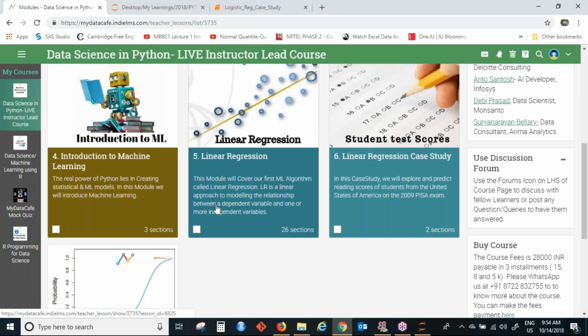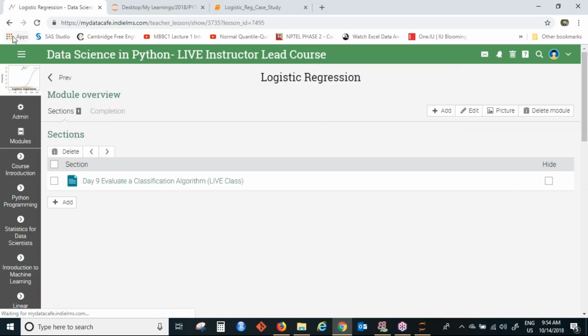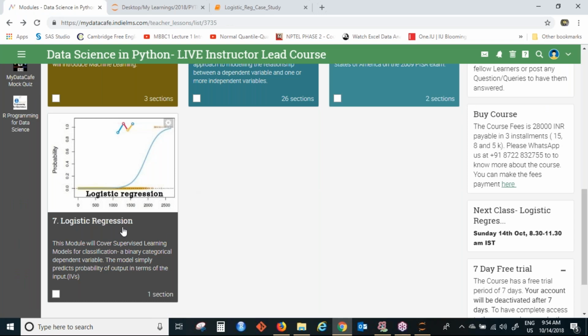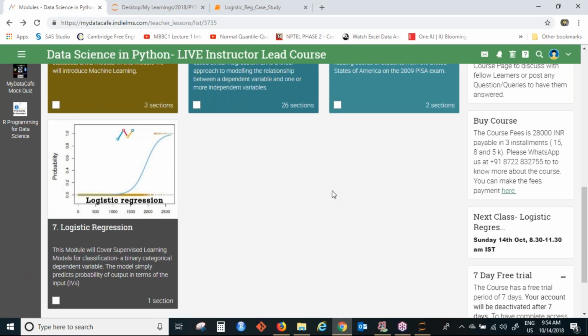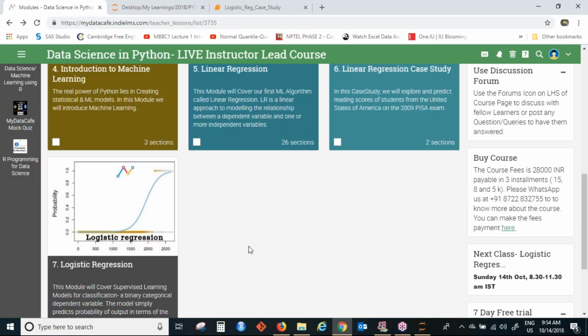And in the next 2 or 3 days I will have one quiz for logistic regression. Not just one, I will have several small quizzes and one big quiz, one big case study for logistic regression. And I will have one application separately like this for logistic regression also. One separate module just for logistic regression to practice the hands-on part.